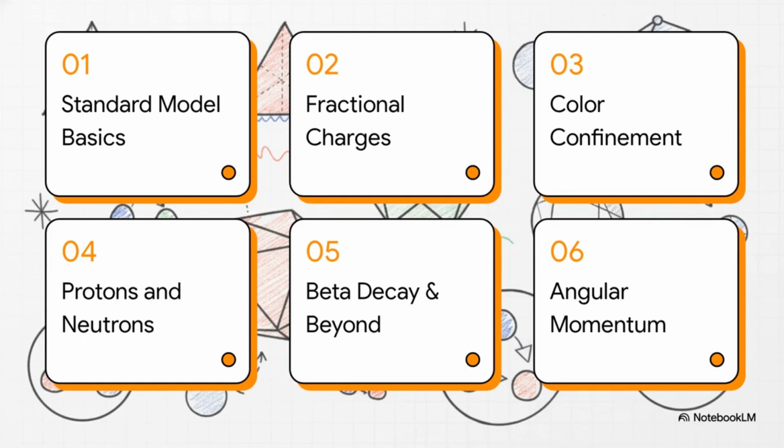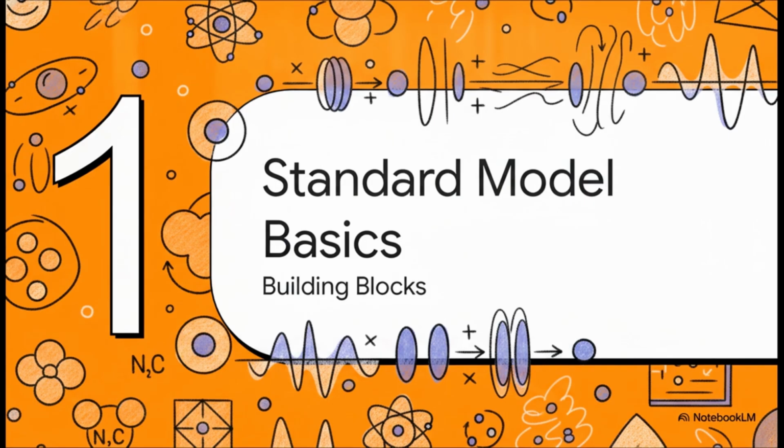Okay, here's our roadmap for today. We'll start with a quick refresher on the standard model basics, then move into R-space to explain fractional charges. After that, we'll break down the color confinement mechanism, look inside protons and neutrons, unpack beta decay, and finally, wrap up with the concept of particles as angular momentum. Let's kick things off with Section 1, the standard model basics.